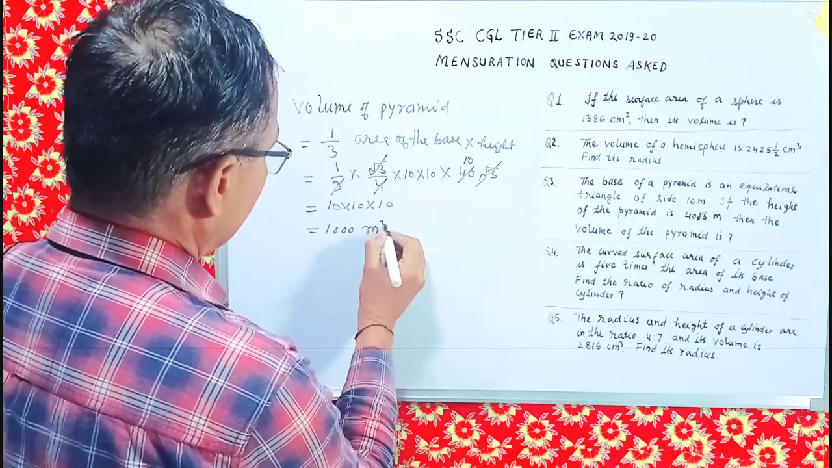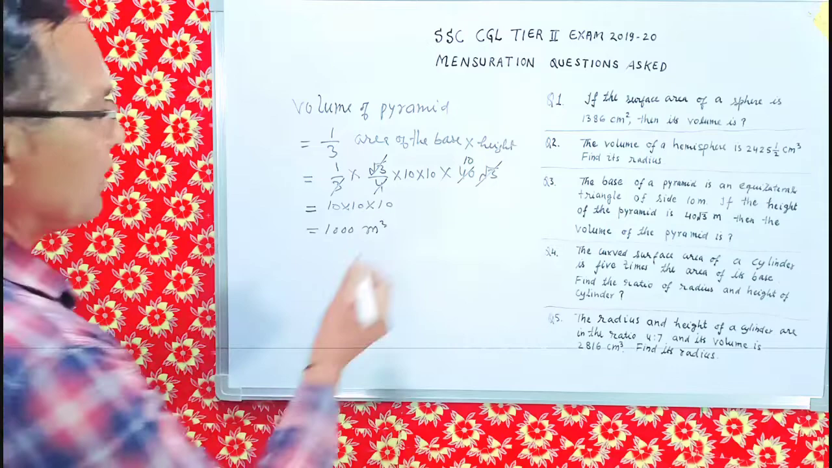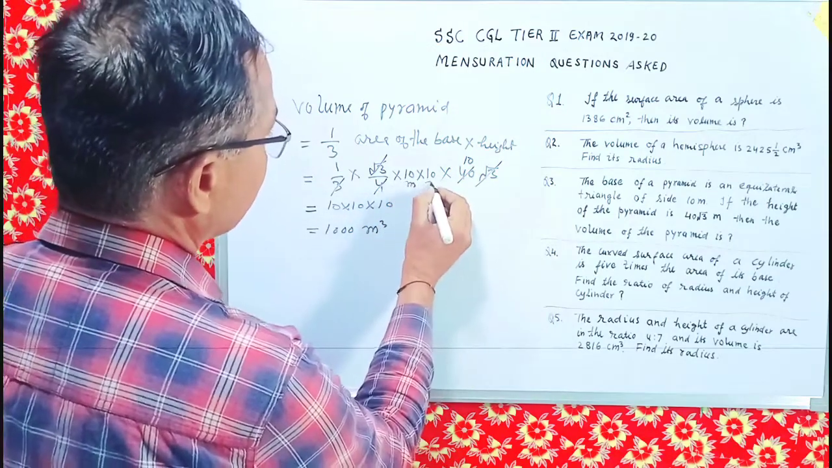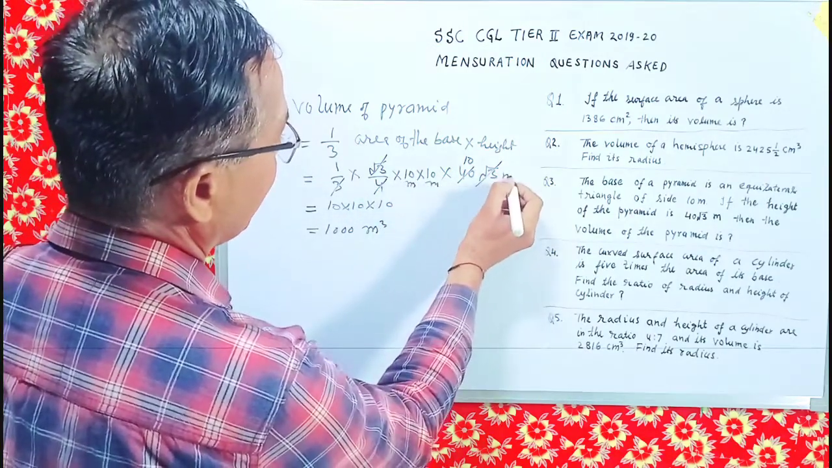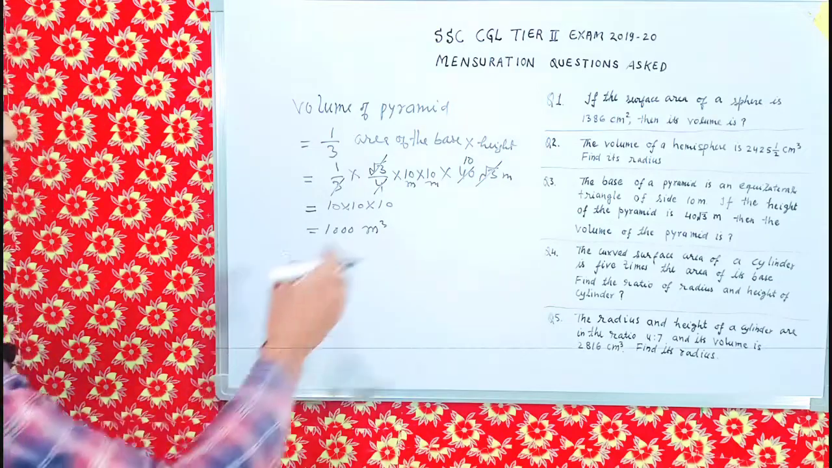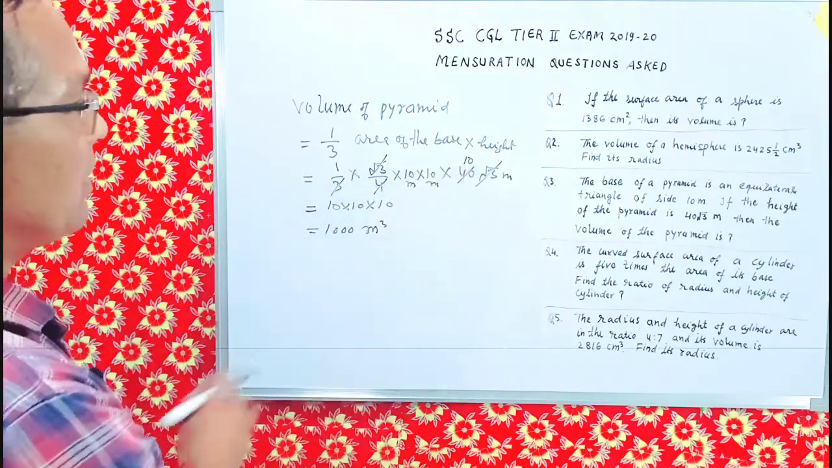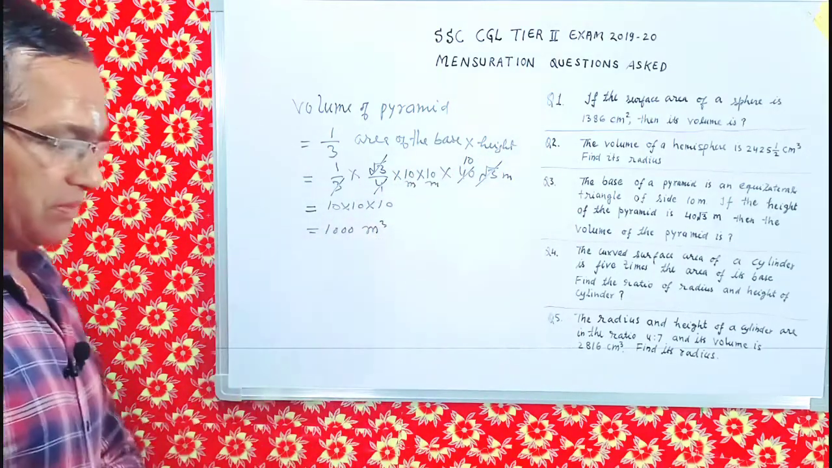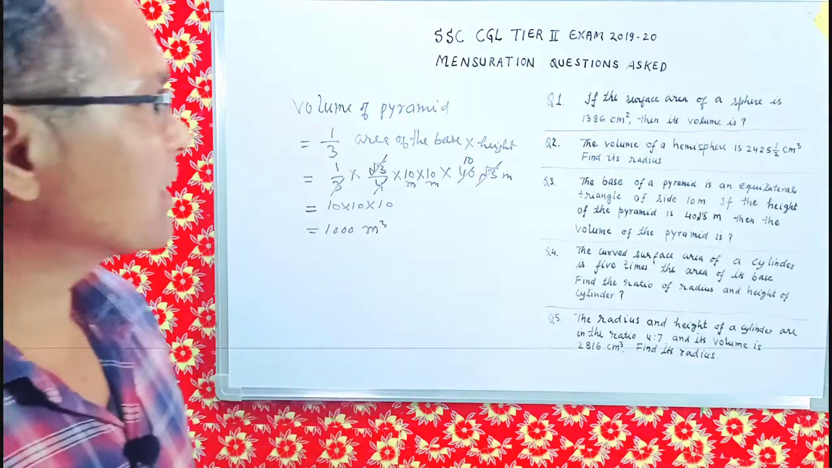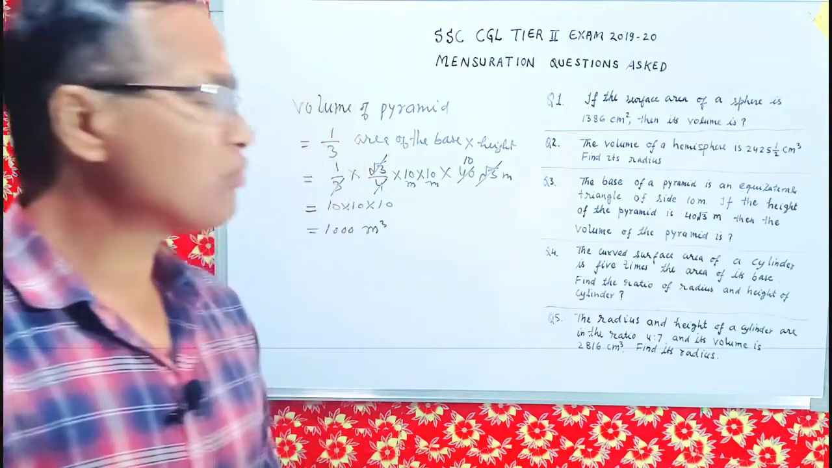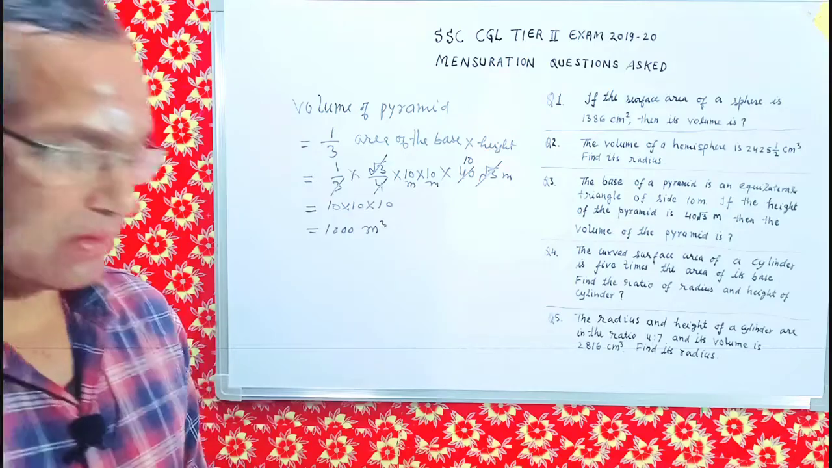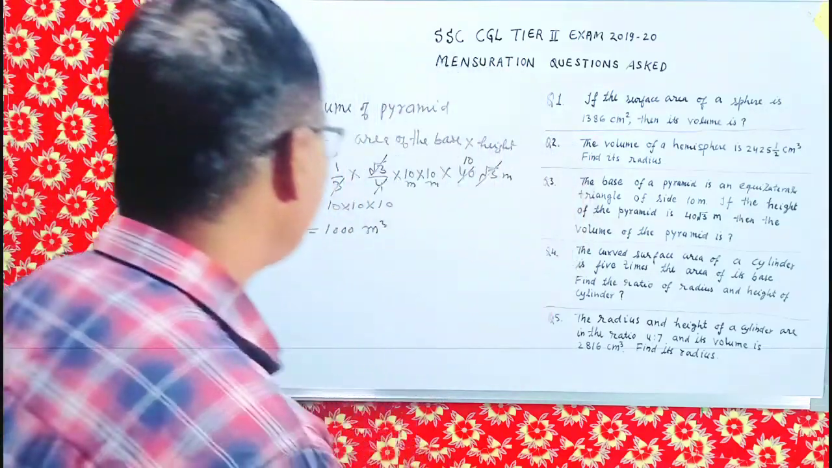meter. Because here was meter, here was meter and here was also meter. So m1 m1 m1, m power 3. इस प्रकार से हम देख सकते हैं कि इस सवाल को फॉर्मूला लगाने से ही हल कर सकते हैं. तो आइए चौथा सवाल भी देखते हैं.